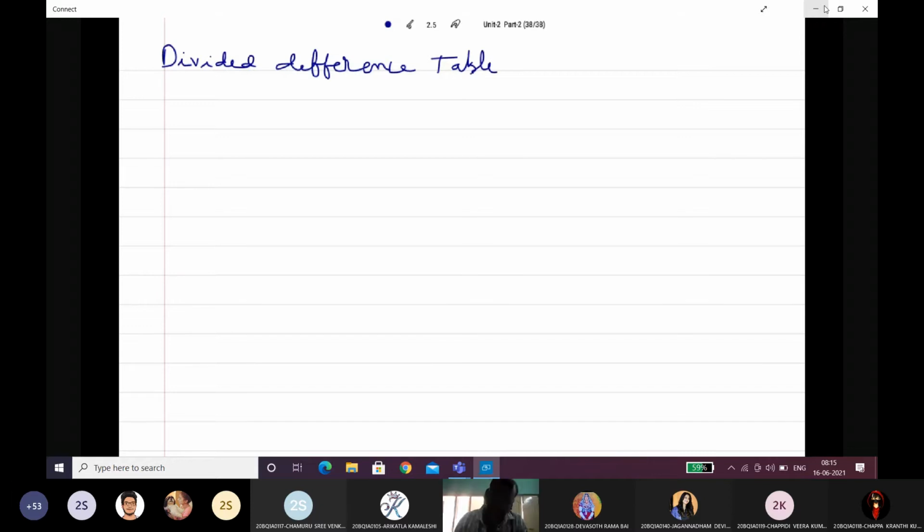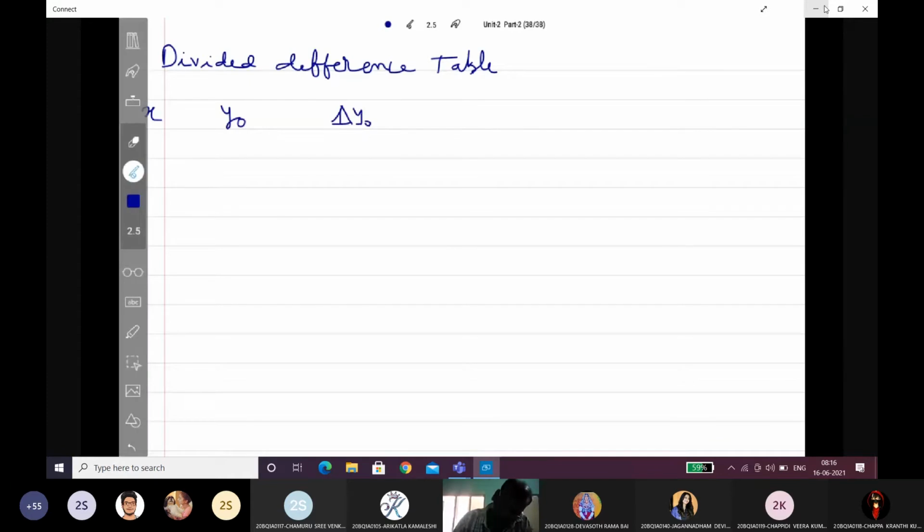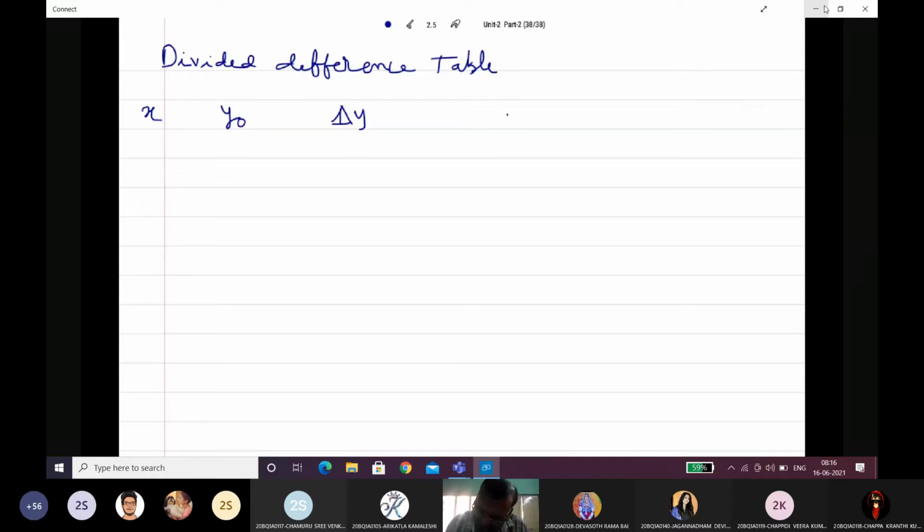Divided difference table. Here we have to write with space between values, giving space to each and every value. We are calculating the first, y naught, second, delta square y, third, delta cubed y. First divided, second divided, third divided.